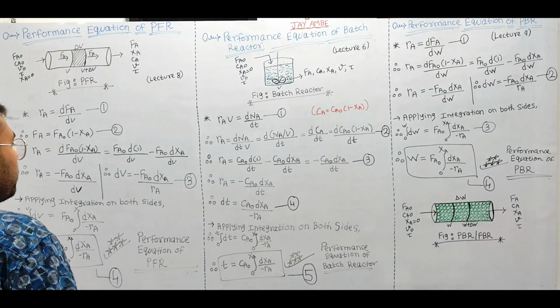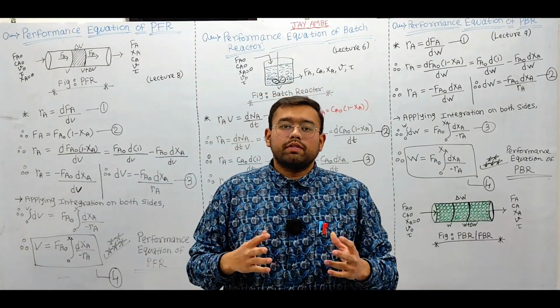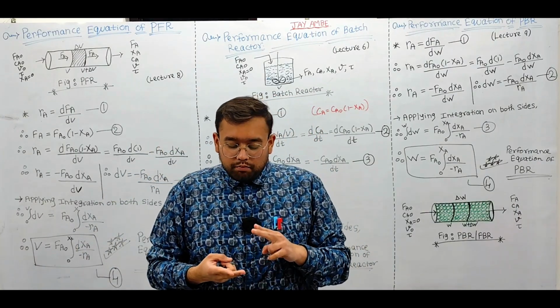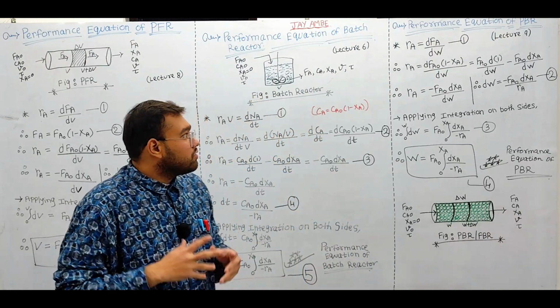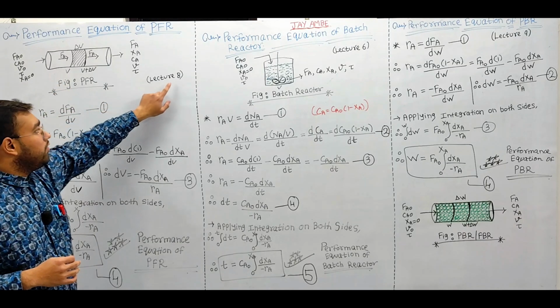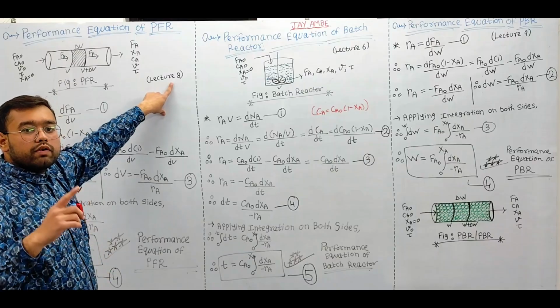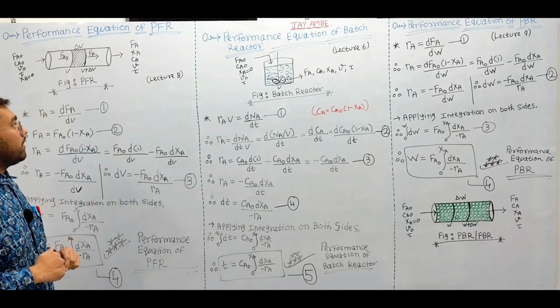I hope you have made the notes. Now, in a similar way, we'll derive the performance equation of the plug flow reactor, batch reactors, and packed bed reactors. So let's get started. Here we are deriving the performance equation for the plug flow reactor. This diagram represents the plug flow reactor. I made you understand the important fundamental concepts of the plug flow reactor in lecture number 8. If you want to recall, please watch lecture number 8, where we derived the design equation of the plug flow reactor.